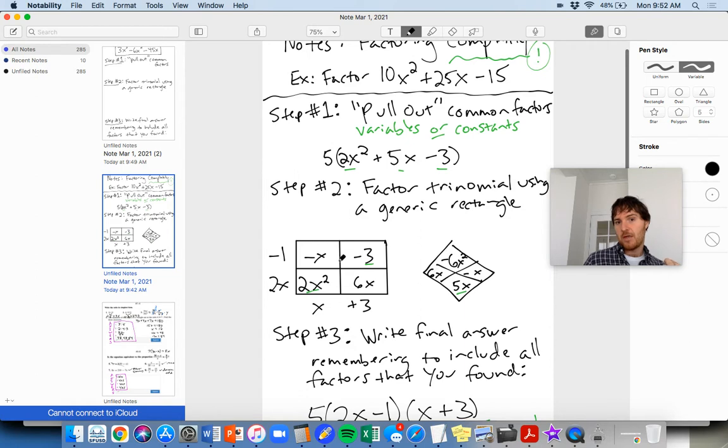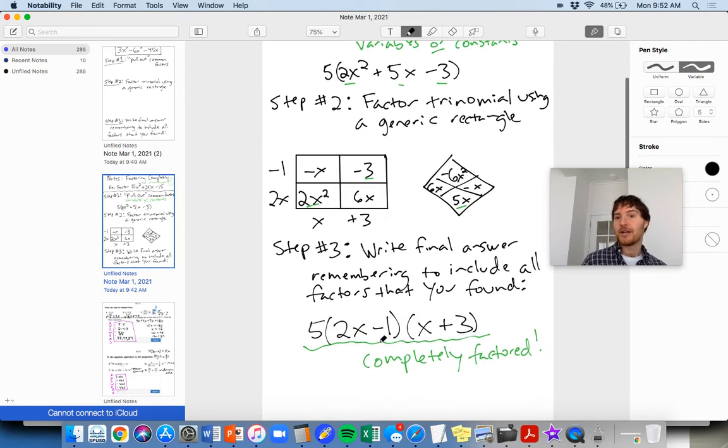So the question is, what does this diagonal multiply to? Well, it multiplies to -6x squared, but it's got to add to 5x too. It's a negative that it multiplies to, so one of these is negative, one's a positive. They've got to sum to 5. Hopefully you'll be able to figure that out. Get your factors and write your final answer in completely factored form.